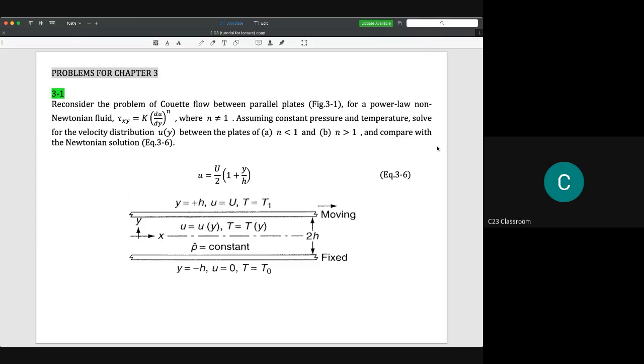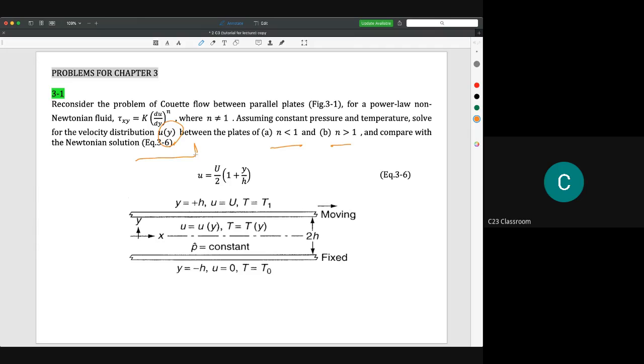problem for chapter 3. So 3.1, reconsider the problem of Couette flow between parallel plates, as shown in figure 3.1 in your textbook. For a power law non-Newtonian fluid, we have tau equal to K (du/dy) to the power of n, where n is not equal to 1. So assuming constant pressure and temperature, solve for the velocity distribution, u(y) here. Between the plates, for n smaller than 1 and n greater than 1, and compare with the Newtonian solution, equation 3.6.